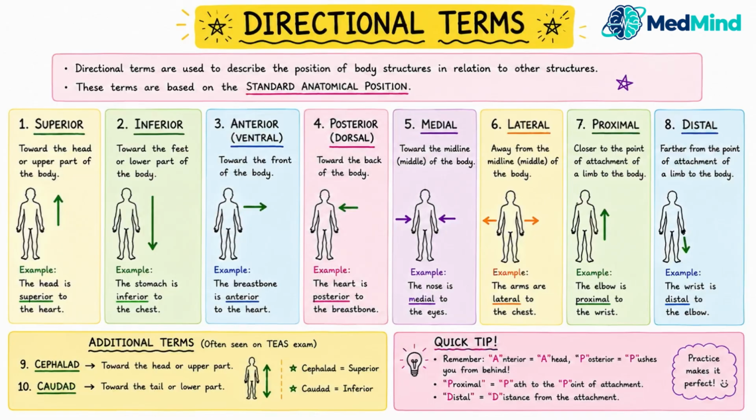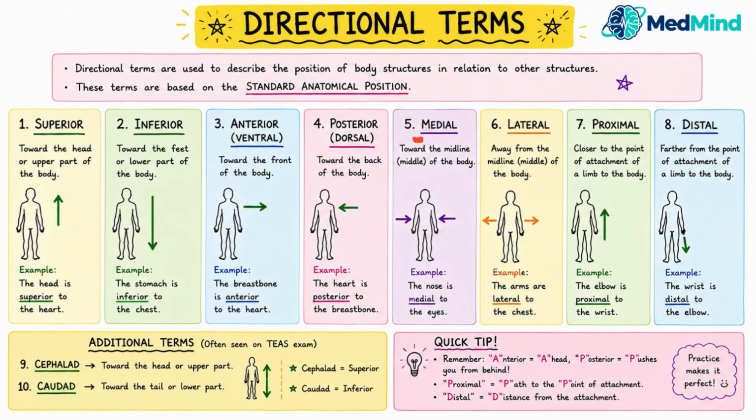Our fourth position is the posterior. Posterior means towards the back of your body, and this is the opposite of anterior. For example, the heart is posterior to the breastbone because it sits behind it. Your shoulder blades are located on the posterior side of your body.